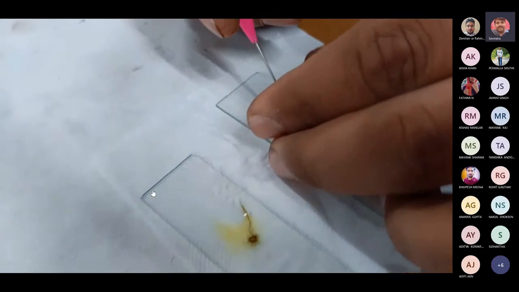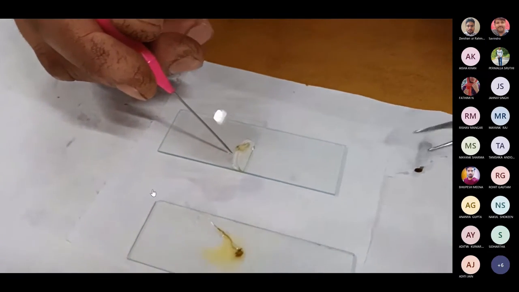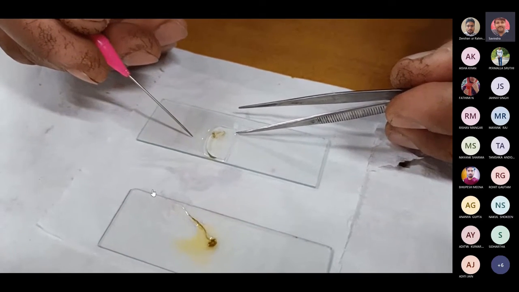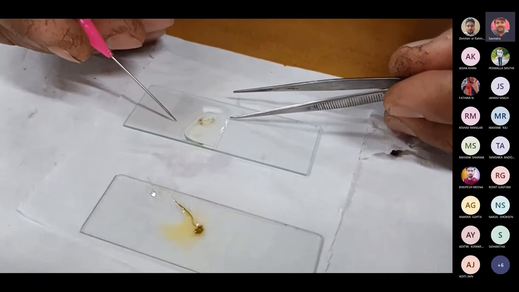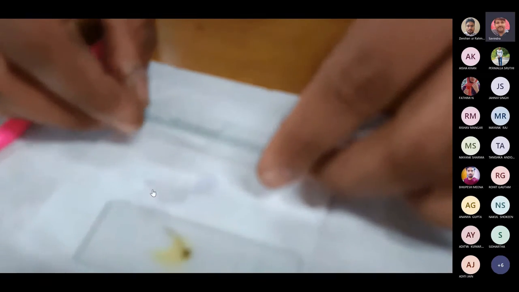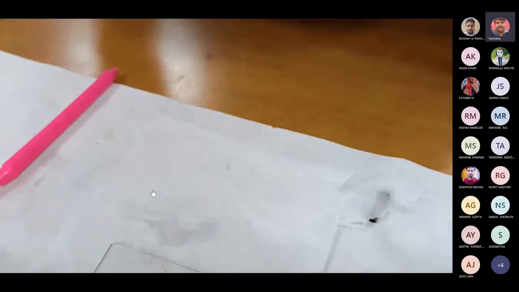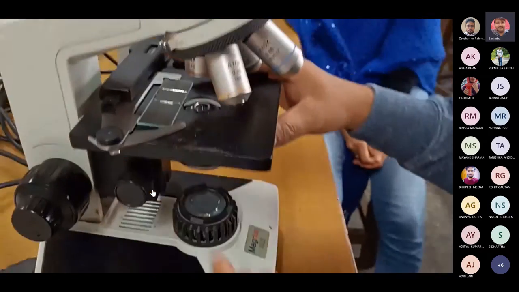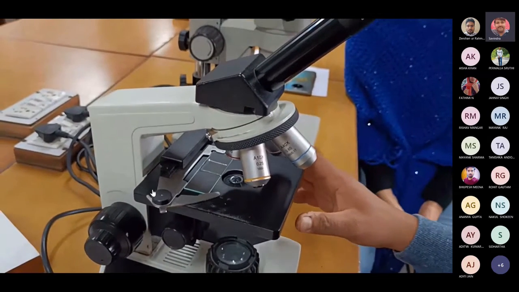And again with the same technique, with the help of a forceps or needle, gently cover your material with a cover slip. And if extra stain or mounting medium has come out of the cover slip, you have to remove that. Then we will observe it under the microscope.